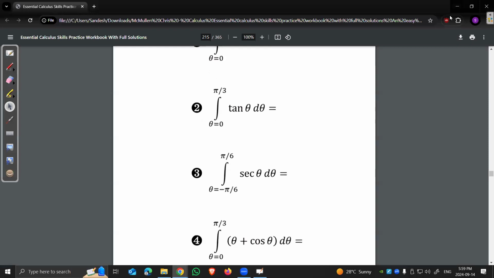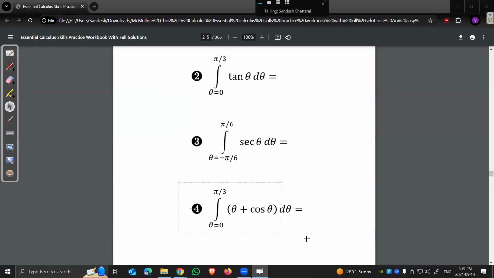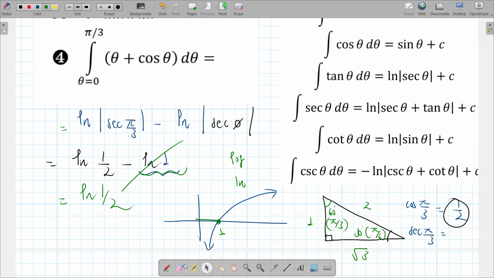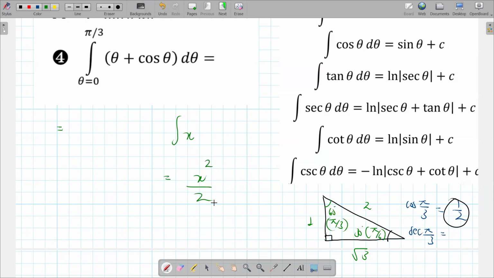Cool? Let's see if we can do a little bit more complicated one. Shouldn't take us too long. Let's do this one. What's the integral of theta? It's the same thing as x. You can treat theta as an x. What's the integral of x? It's x squared over 2.